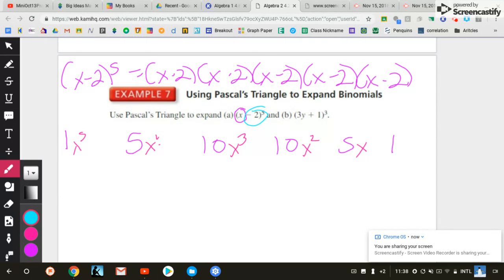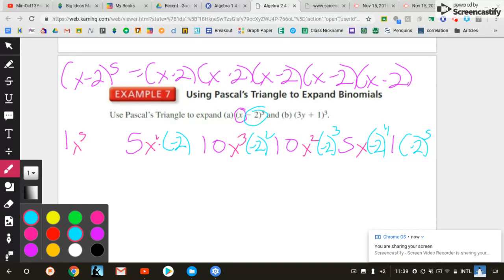And let's start on the right side. So this will be negative 2 to the 5th times negative 2 to the 4th, and then a negative 2 to the 3rd, then a negative 2 squared, then a negative 2 to the 1st, and then no negative 2. And then after this, all we got to do is just simplify it.